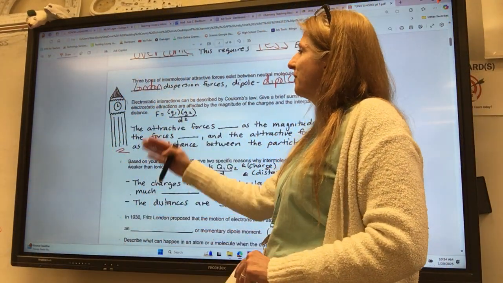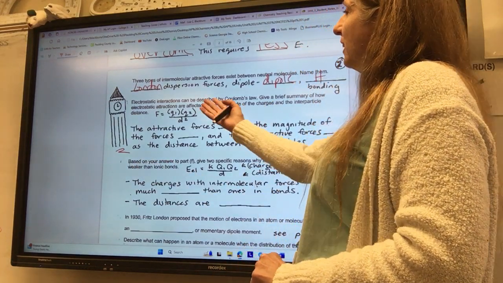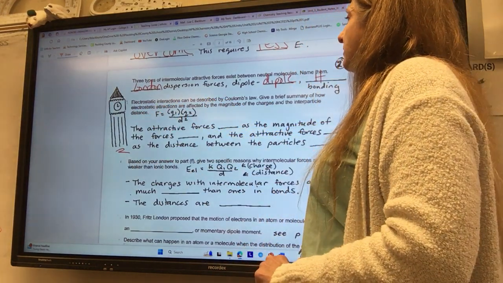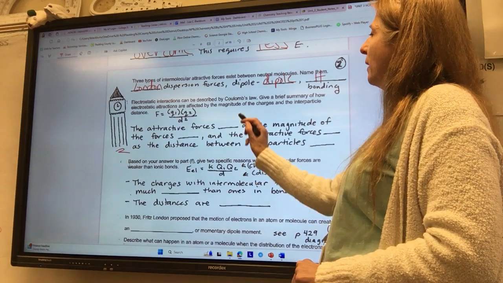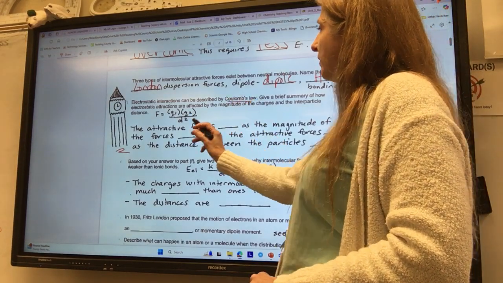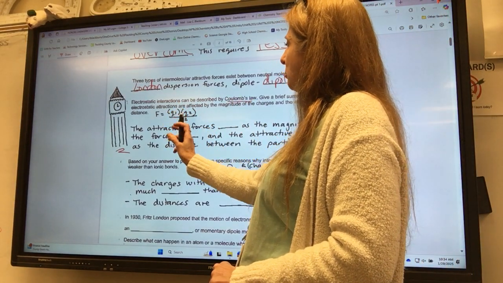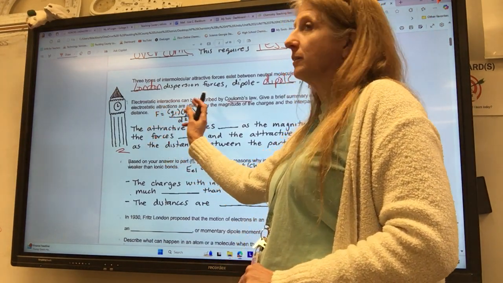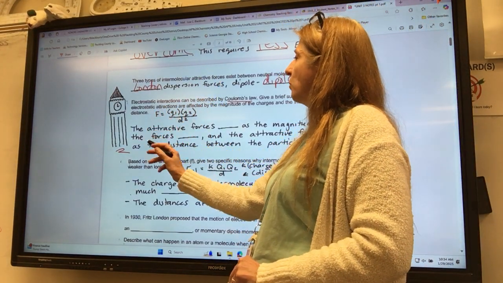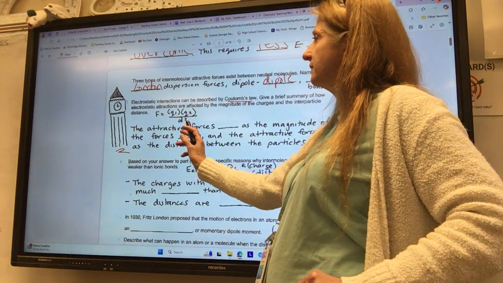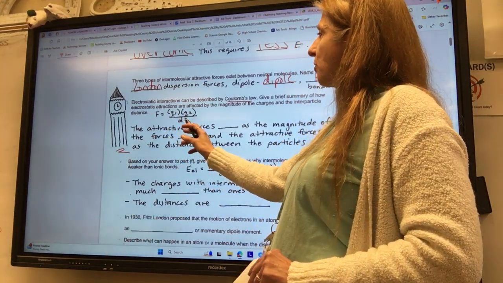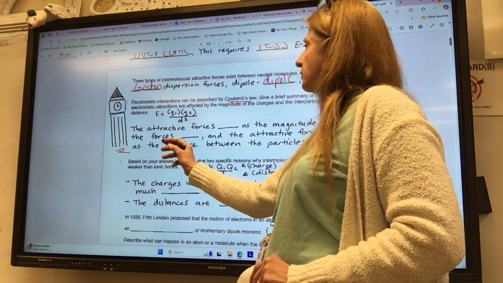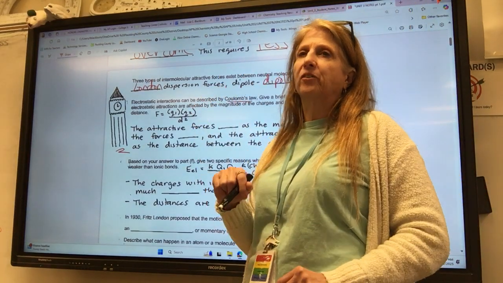Okay, and so there is energy, electrostatic, positive and negative interactions can be described by Coulomb's law. And that's where it is charges in the numerator, distance in the denominator. And the bigger the charge, because it's in the numerator, the more force. The closer it is, the more force. The farther away it is, the less force. The smaller the charge, the less force.